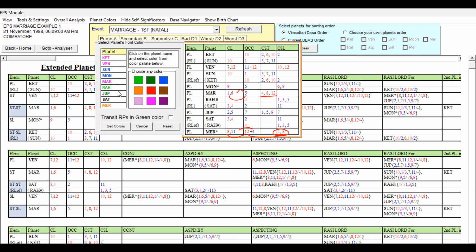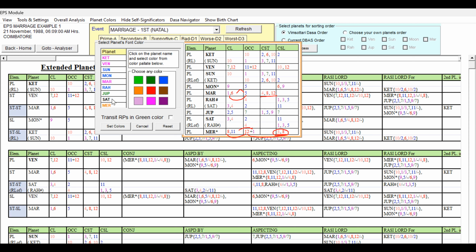Or if you feel that, no, sir, instead of green, we can go for blue also. Yes, we can go. So according to your understanding, or when you check that planet in the analysis, you should be able to understand.